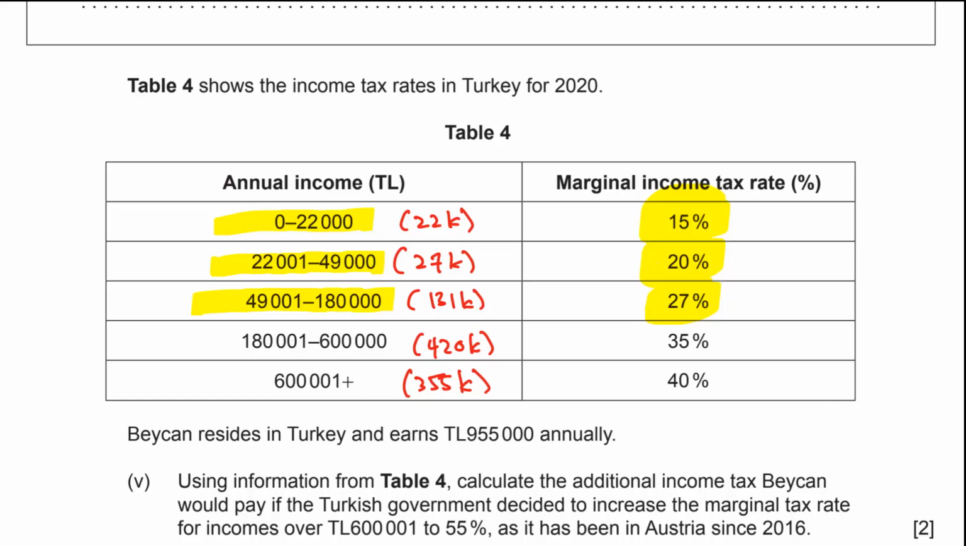Okay, so that's how the progressive tax system works. So here, not only are you paying more tax in absolute dollar terms, you're actually paying more tax in percentage terms as well.